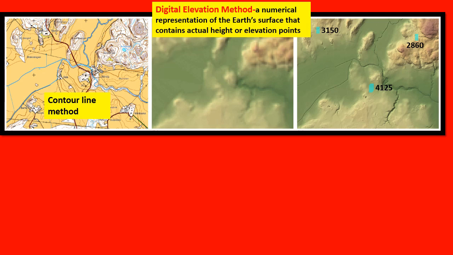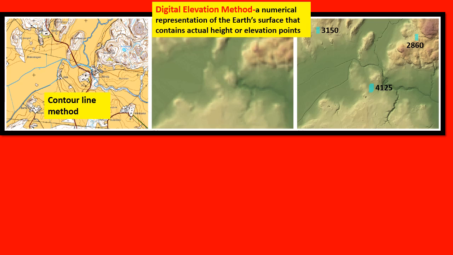Now look at this image. Here we can see different points at different places. Each point indicates the height of that particular land. Look at the difference between the contour map and the digital elevation model shown on the screen.